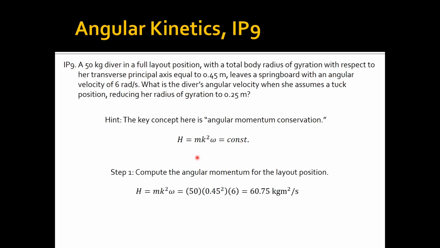Let's calculate her angular momentum for the layout position first. Okay, so again, her mass times radius of gyration squared is coming from here, times her angular velocity at the layout position. The answer will be 60.5 kilogram times meter squared per second.